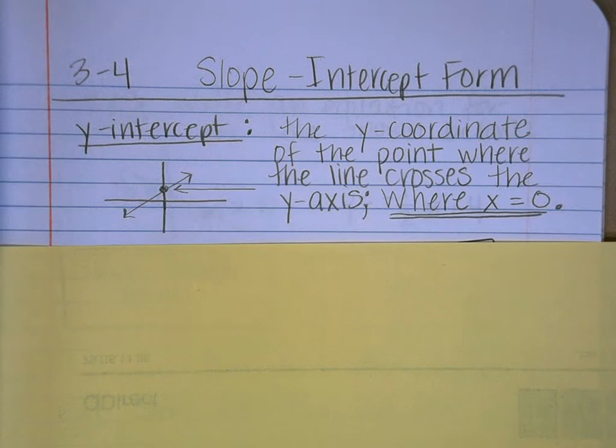I drew a little sketch just to show you that the dot right there is crossing the y-axis. Do you see it? That's where x equals 0. So if you're given a point to graph, it would be like (0, 3), right? So the x is always 0 for the y-intercept.